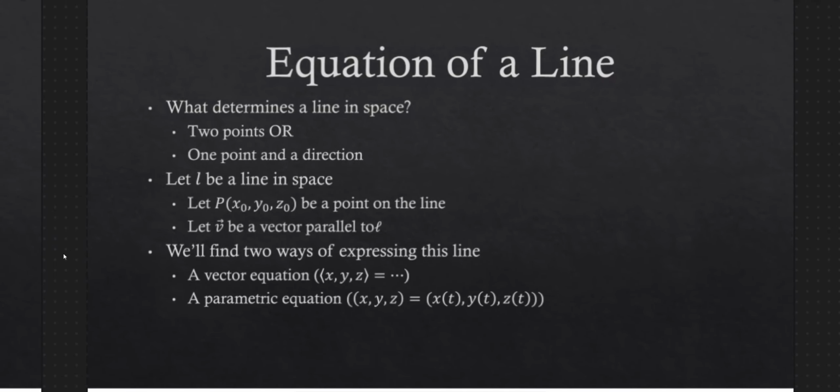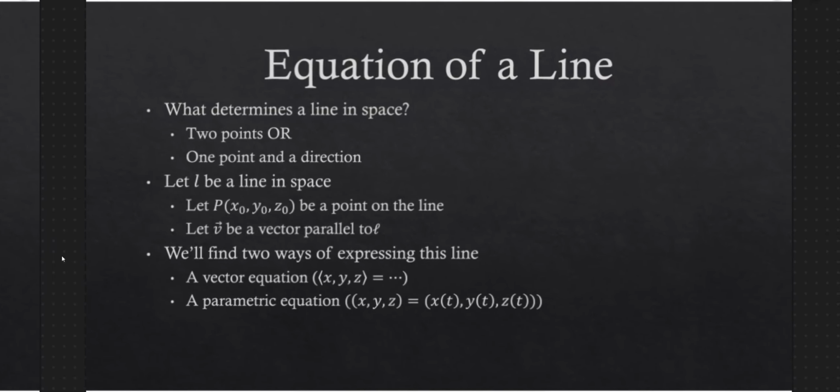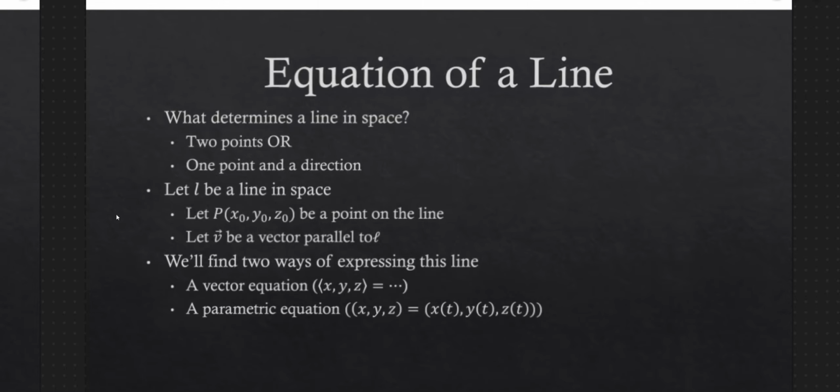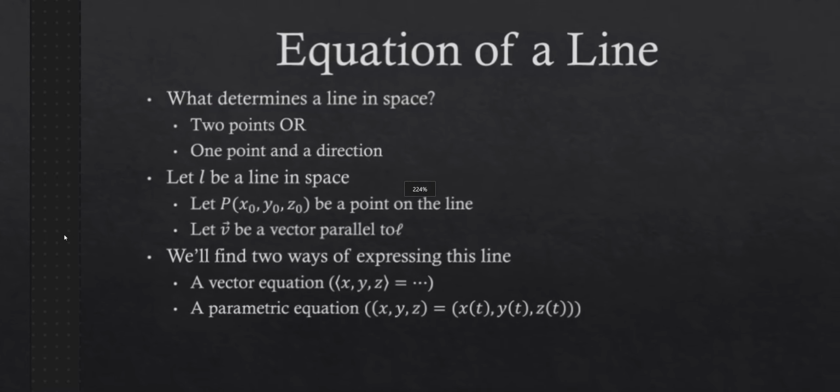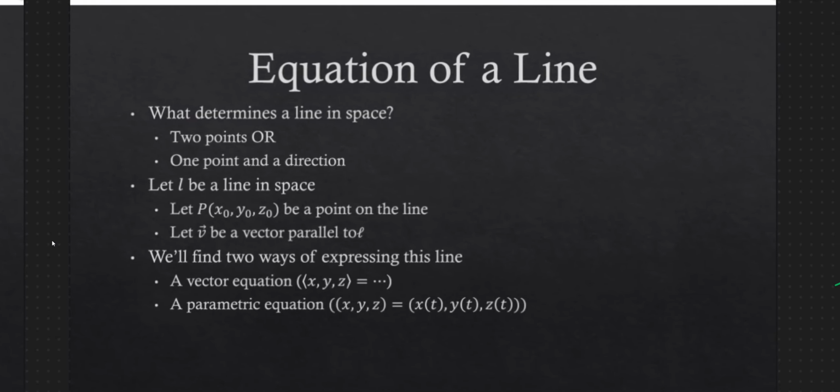So we have a couple questions to ask ourselves at the onset of this. What determines a line in space? How can I describe a line in space? There's two answers to that. One, I could give you two points that are on the line. Any two points in space or in the plane determine a line. You simply draw a straight line between them, and now you have an entire line.